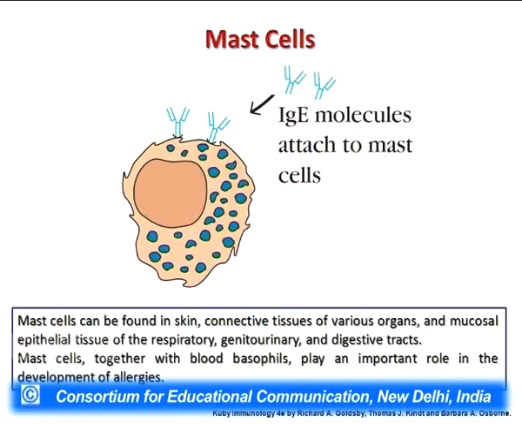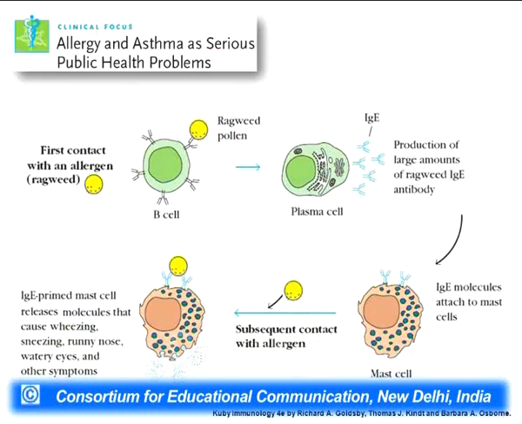Another important immune system cell, important for the development of allergies and inflammations, is the mast cell. These mast cells can be found in the skin, connective tissues of various organs, and mucosal epithelial tissues of various organs like the respiratory tract, urogenital tract, and the digestive tract. Now these mast cells play a very important role in the development of allergy and asthma. Allergy and asthma, these are terms which we regularly hear.